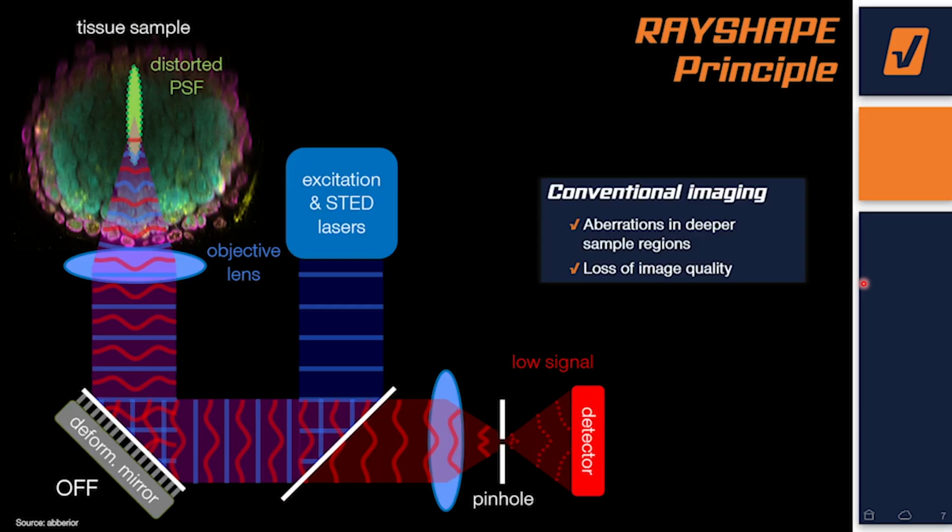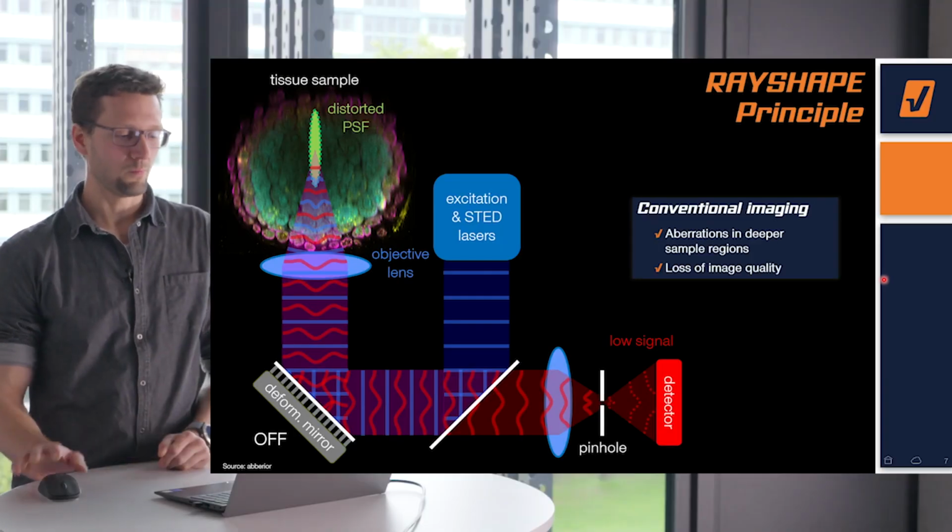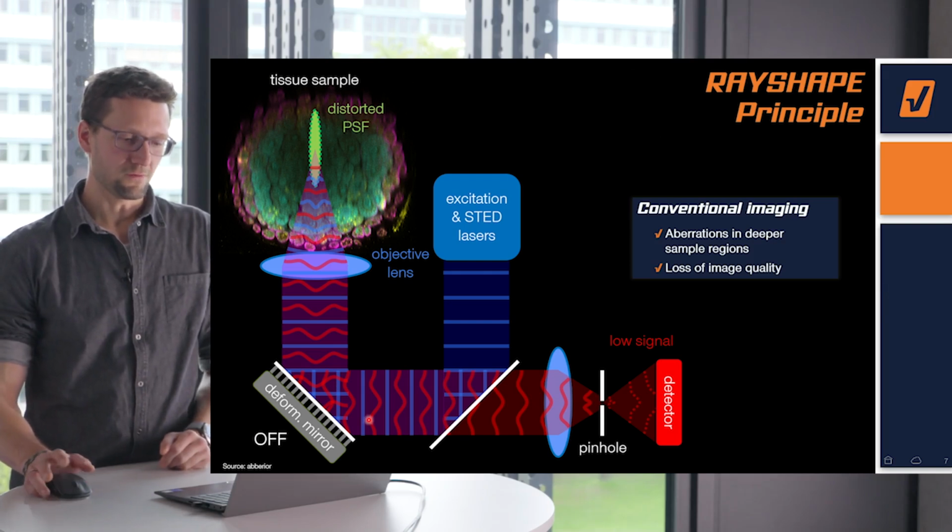And we at Abberior adapted this technology to our high-end microscopes to give you the best possible image quality across your whole sample. But how does this work? As I already told you, in conventional imaging, the image quality decreases significantly the deeper you go into your sample. This holds true for normal confocal microscopes without a deformable mirror, or here in this case where the deformable mirror is turned off.